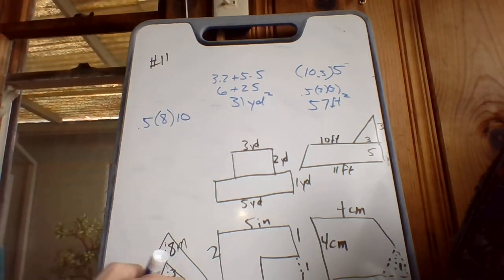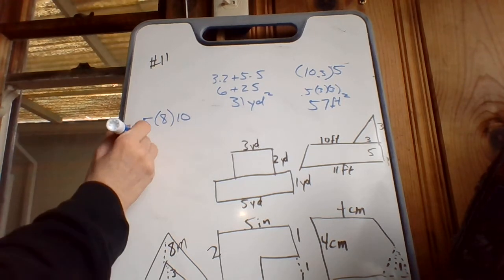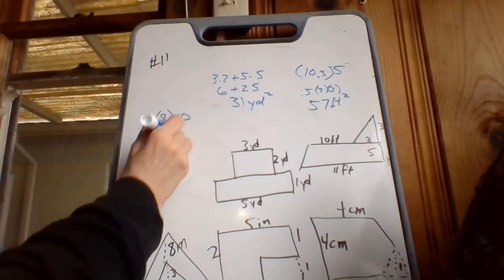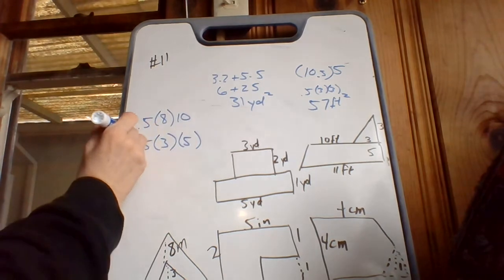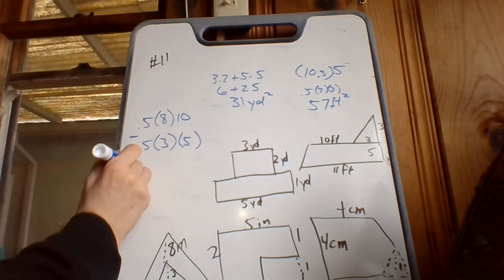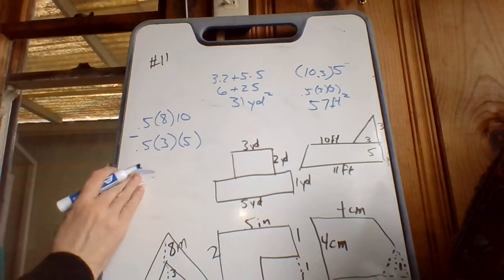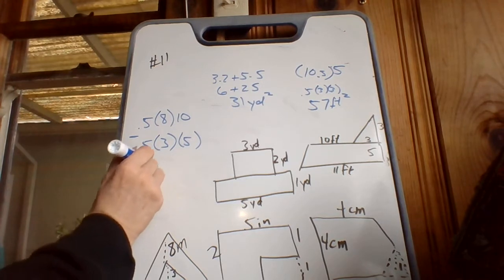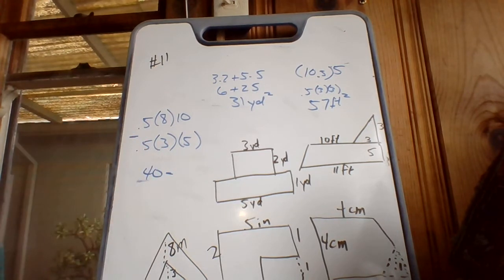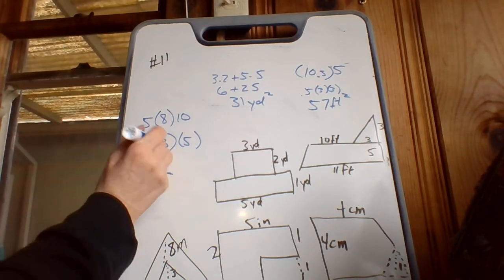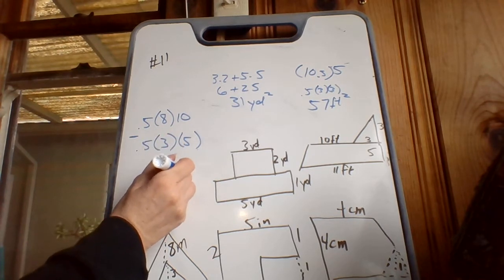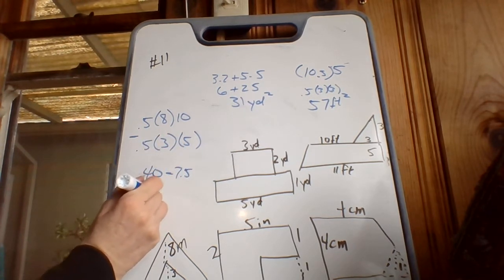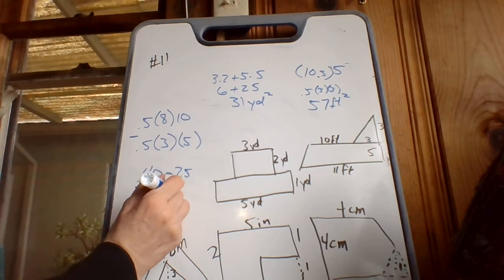Okay, the height is 8, there's 10. And then the little triangle is a 3 by 5, so 0.5 times 3 times 5. And these are supposed to be subtracted. So that's 40 minus, let's see, 15 times 0.5, 7.5, 32.5 meters squared.